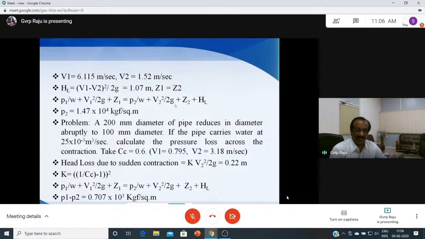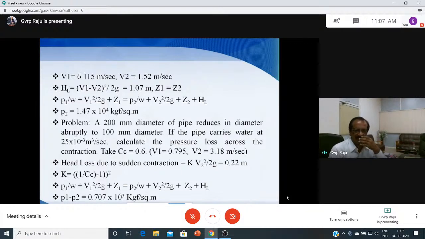Here you need to take the losses. Whenever we take Bernoulli's equation, if we have losses, you need to consider the losses also. Some students forget this HL and straight away get the value of P2. Without the value of HL, the answer is wrong. So you need to take HL, the head loss due to sudden enlargement, which is equal to 1.07. All the values are known except P2. We can find the value of P2, which is equal to 1.47 into 10 power 4 kg force per square meter. Simple problem. So this is the head loss due to sudden enlargement problem.